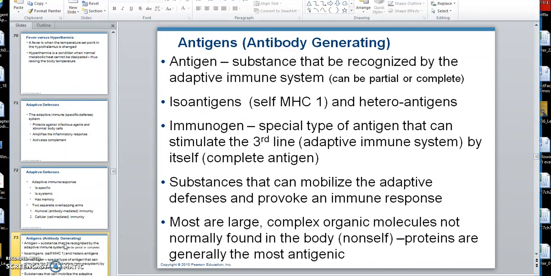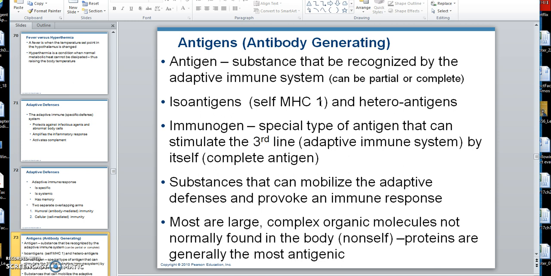Let's hit some terms. An antigen is a substance that can be recognized by that third line of defense. That's an antigen. It's a foreign substance. It can be a partial or complete antigen, and we'll come to that in a minute. An isoantigen. Now, this makes me introduce something here called the MHC, major histocompatibility complex. So isoantigen versus heteroantigen. All right.